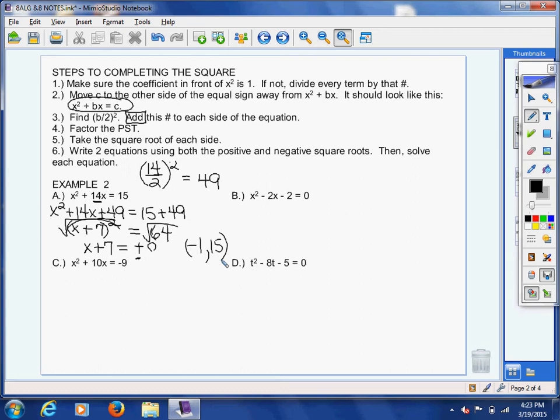Step 2, we need to move the c. C is right here. Okay, we need to move that to the other side. So to undo subtraction, I'm going to add 2 to each side. Very good.